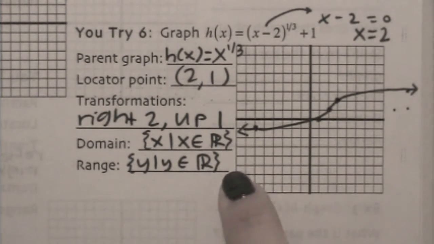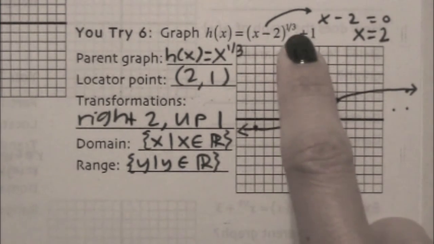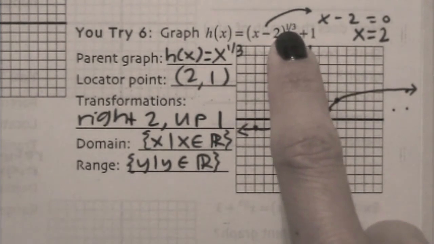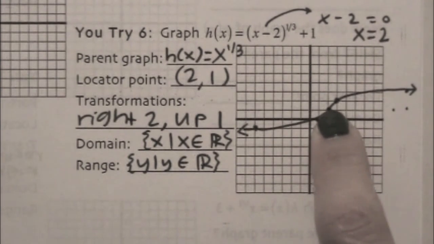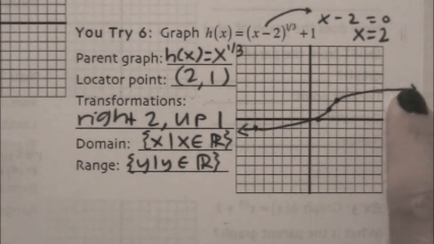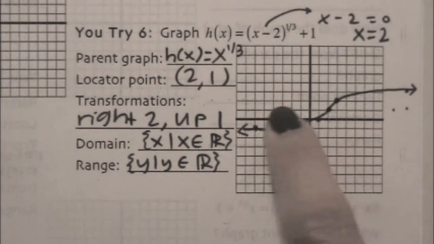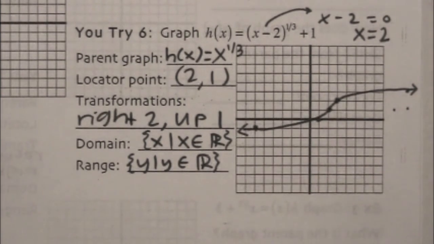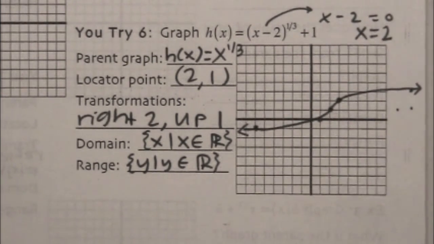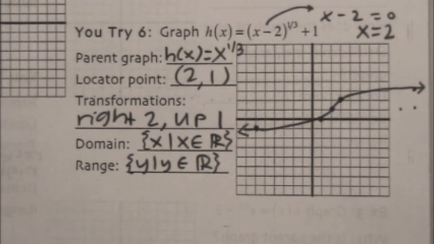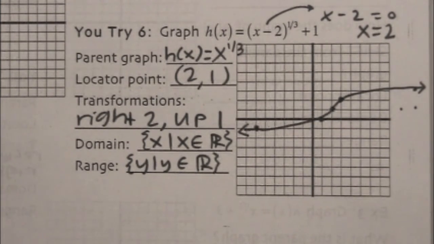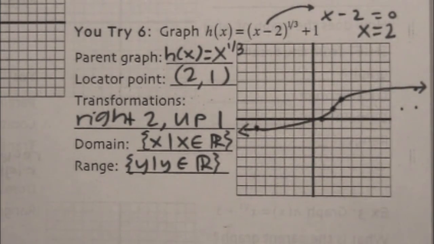And again, just remember your pattern for cube root or x to the 1/3 graphs. From the locator point, you go right 1, up 1, right 8, up 2. Left 1, down 1, left 8, down 2. And again, for your square root graphs, the pattern, we're always going to the right. You're going to go right 1, up 1, right 4, up 2.